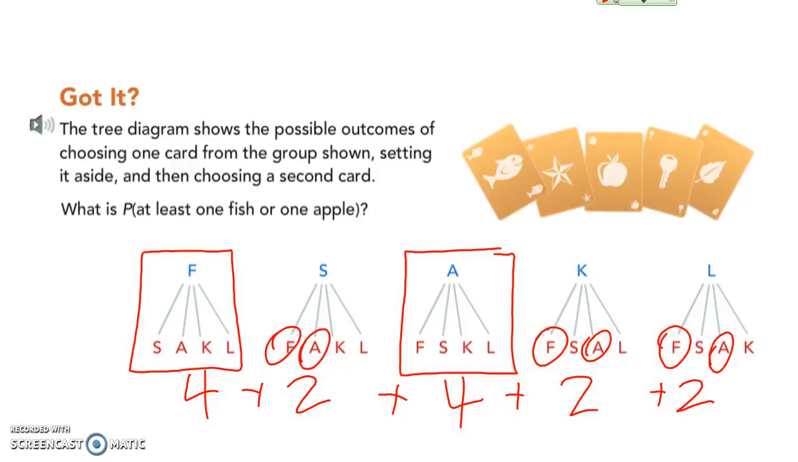4 plus 2 is 6, plus 4 is 10, plus 2, plus 2. That would be 14 different combinations having a fish or apple. Out of, we would have 1, 2, 3, 4 times 5, so 20 different combinations we could make. So I would simplify that to be 7 out of 10. Okay?